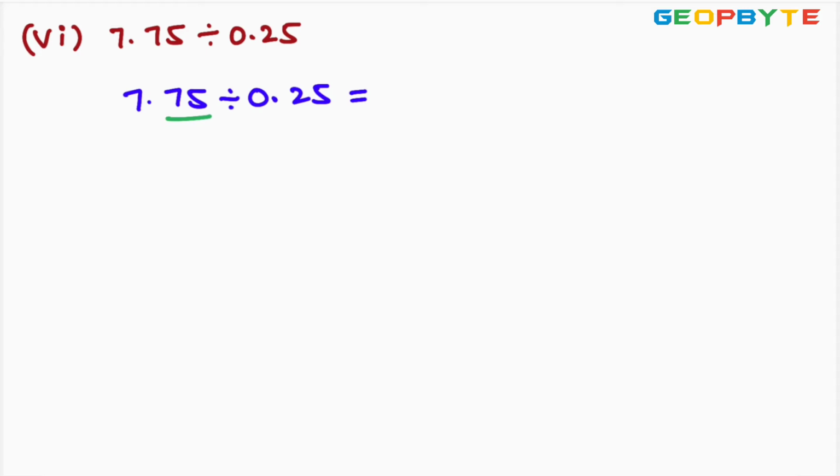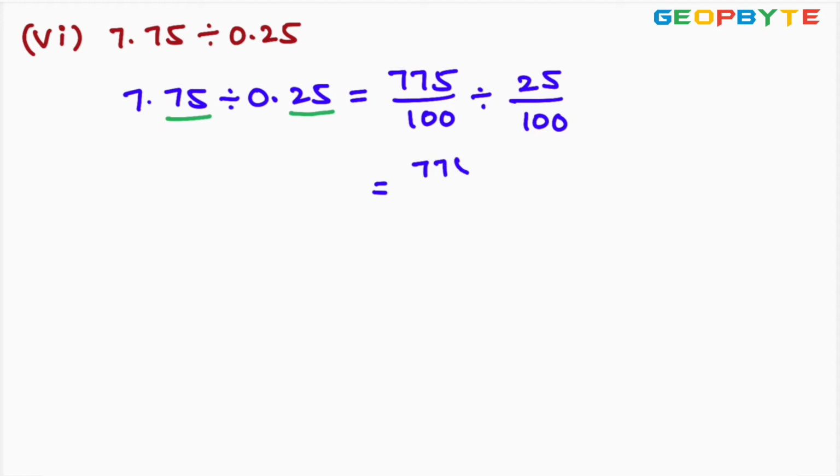So we'll be getting 775 by 100 divided by, in the second number also, after the decimal point we have two digits. So in order to eliminate the decimal point, we need to perform division with 100. Then we'll be getting 25 by 100, which is equal to, write down the first number as it is, 775 by 100 into the reciprocal of the second number, that is 100 by 25.